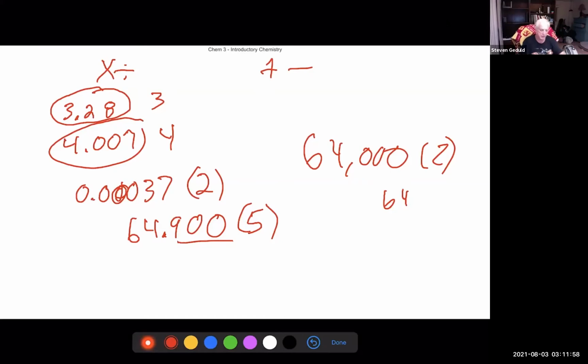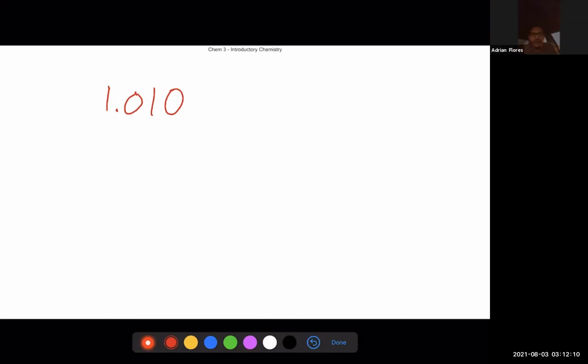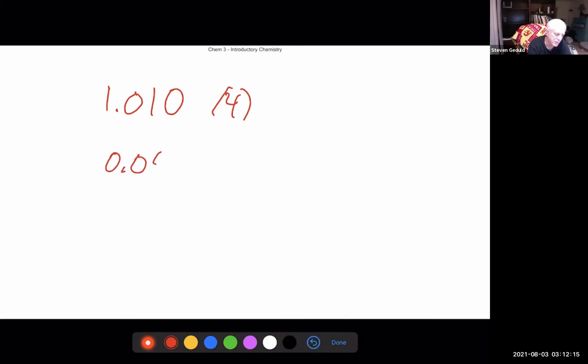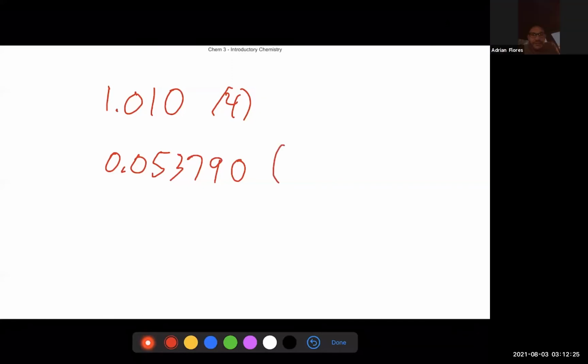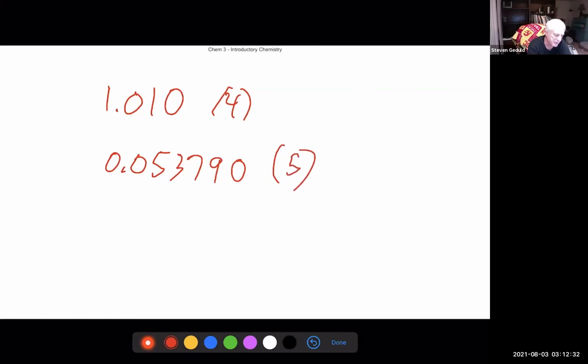All right. So let's do a couple examples with significant figures, and then we'll go into multiplication and division with it. So if I had the number 1.010, how many significant figures? We have 4. Perfect. If I have 0.053790, how many significant digits? That would be 5. Perfect. What other examples do we have?